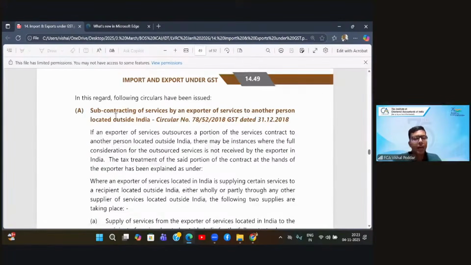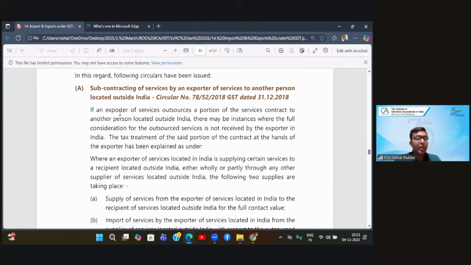So, subcontracting of service by an exporter of service to another person located outside India. Now, what is this? If an exporter of service outsources some part of the service contract to another person outside India, there may be instances where the full consideration for the outsourced service is not received by the exporter in India. So why? Let us say I receive a contract from the US where for execution of this contract, I have taken services from some local person in the US, because otherwise I'll have to send a person from India, which may incur cost. So let us say I have received a contract for $10,000, and the local person whom I have hired in the US who will be doing some local work, I have to pay $4,000 to that person.